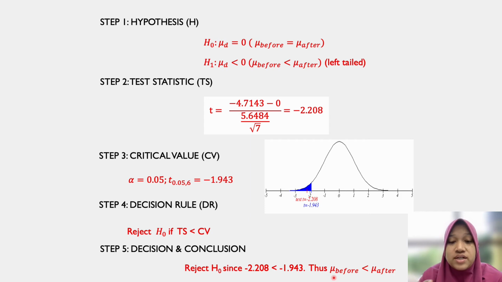Okay, so that itu dalam ayat yang full lah, ataupun in conclusion we can conclude that the score before they attended the workshop was less than the score after they attended the workshop. Okay, maksudnya dia increase lah. Sebab skor sebelum dia attend the workshop adalah kurang ataupun lebih kecil daripada skor selepas dia attending the workshop.